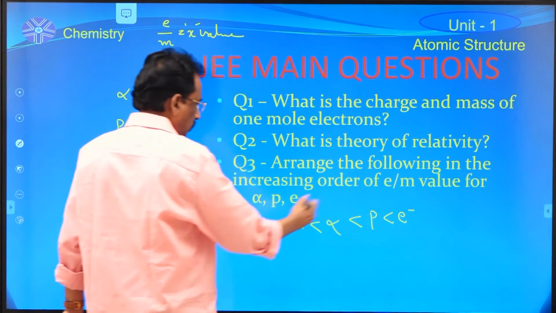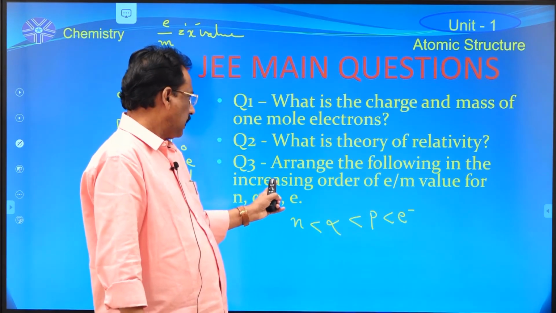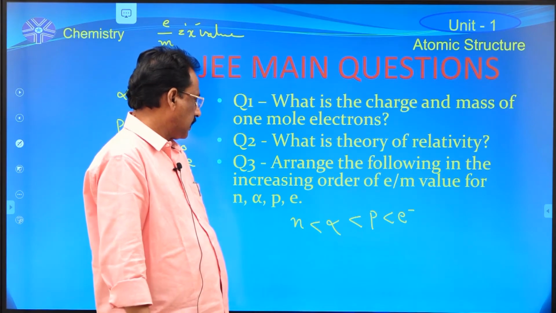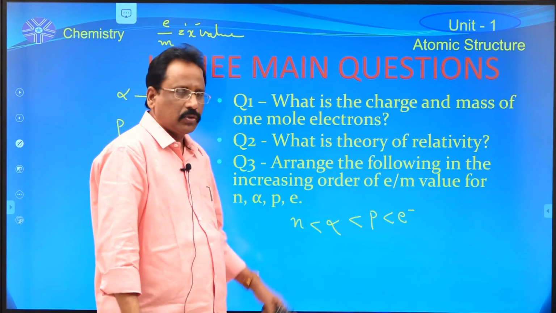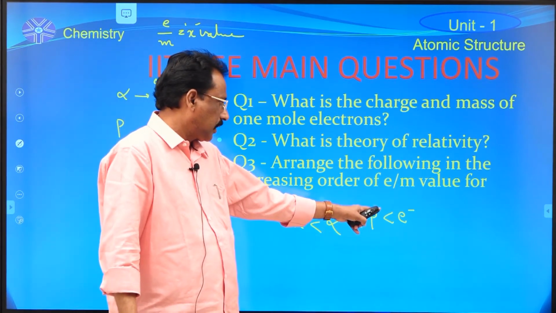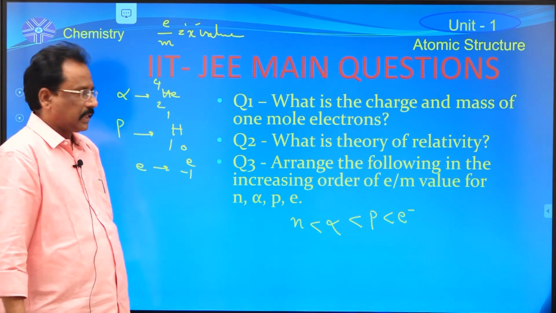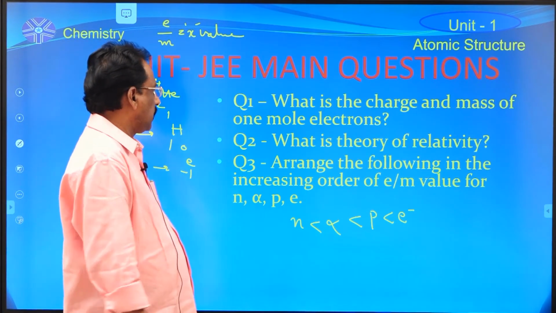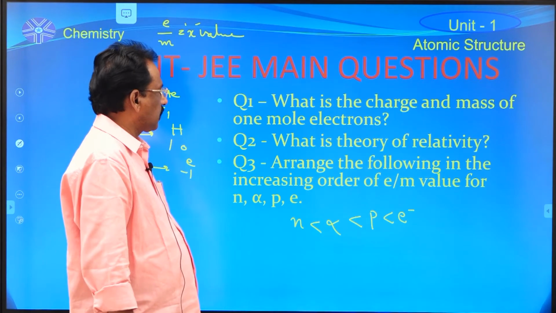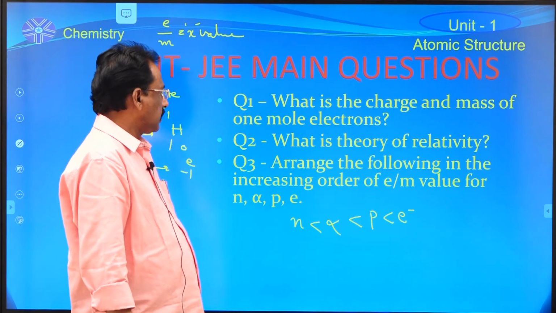So, this is about the increasing order. Among these four particles, the specific charge of the neutron is 0, and the specific charge of the electron is the most due to its negligible mass. So, this is about the three important concepts in IIT JEE Main questions.